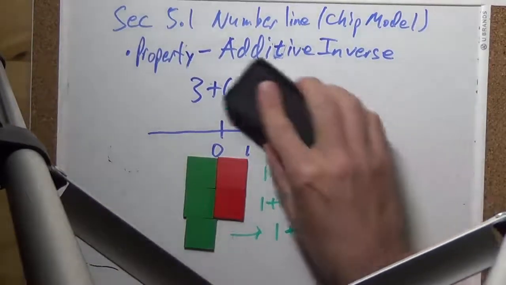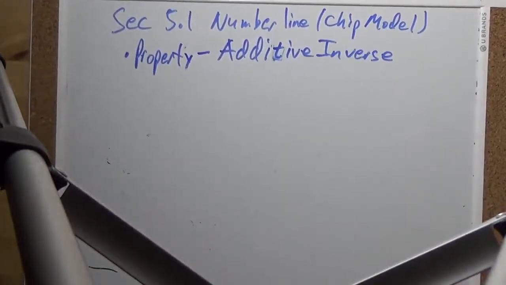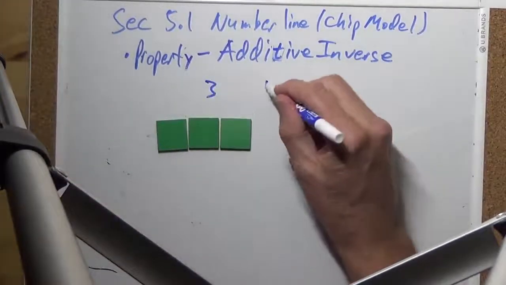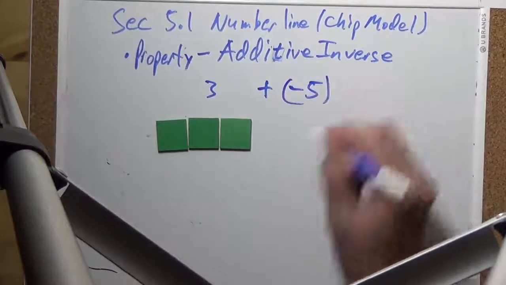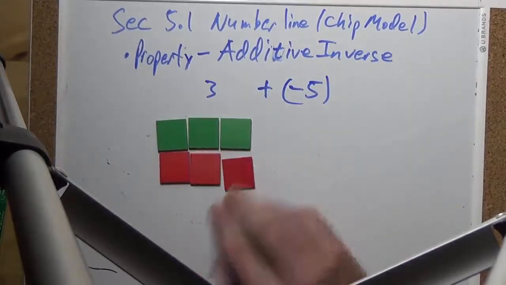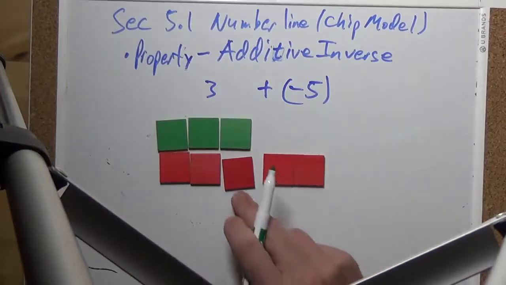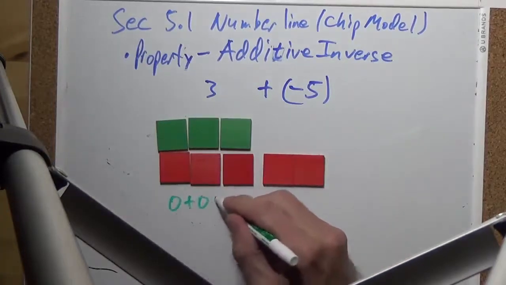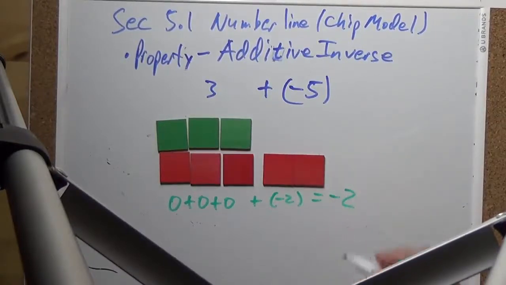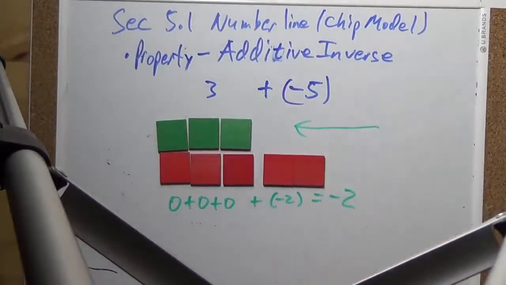So let me try a couple more of these. Let's start with 3. Let's add -5. See where we get to. 1, 2, 3, 4, 5 negatives. I've got 3 zero pairs plus -2 is -2. So suddenly adding, going to the left on the number line.